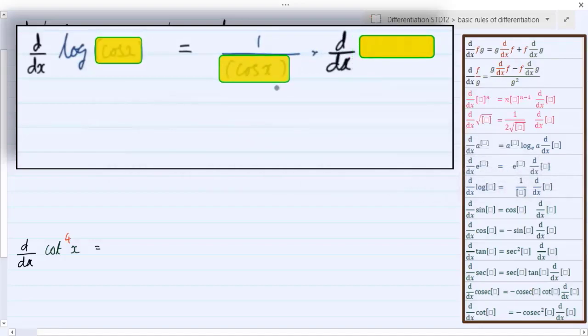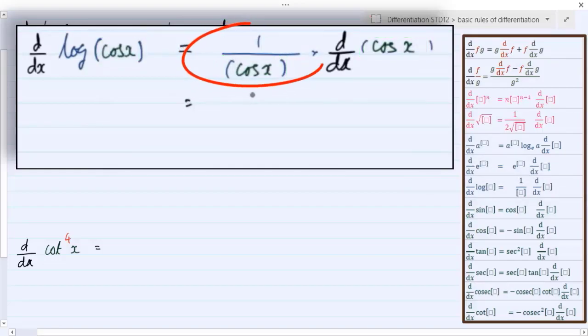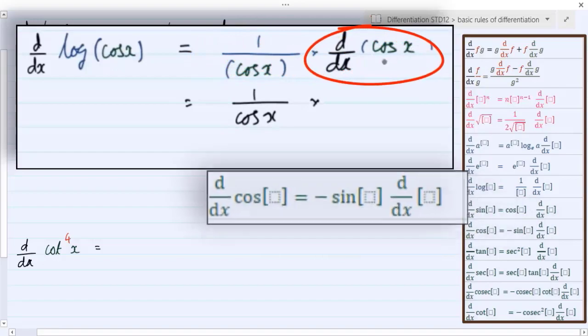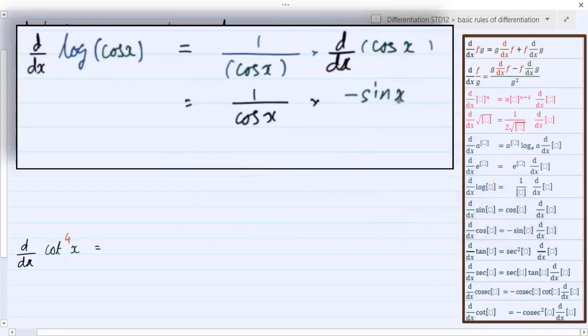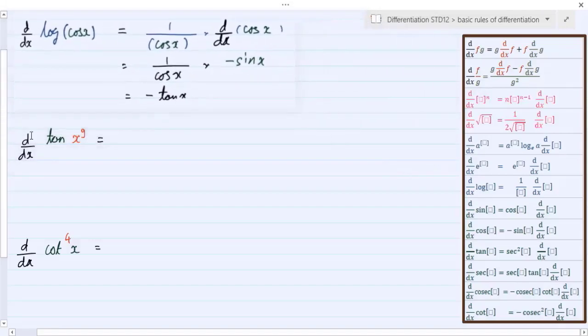But within the box we have cos x. So now in next step our 1 upon cos x will be as it is. We just have to focus on differentiation of cos x, which is minus sin x. We can simplify this. Sin upon cos is tan x. So minus tan x is your final answer. Tada!